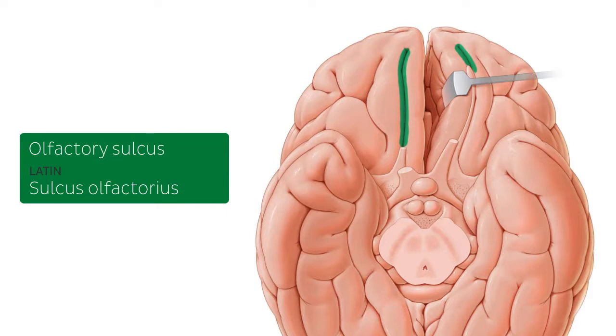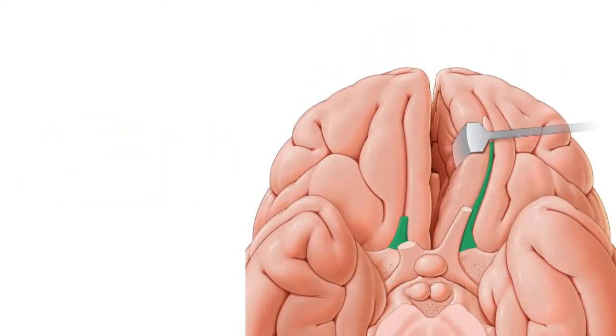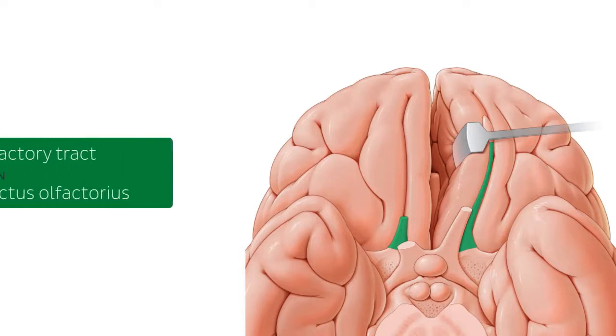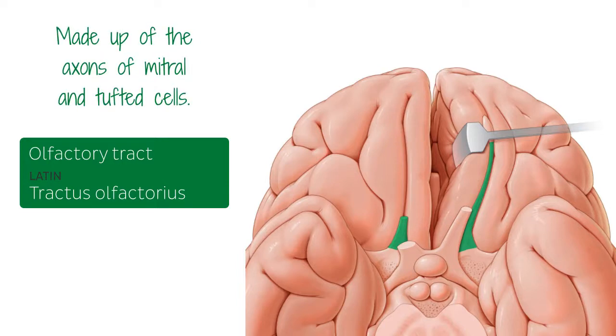The olfactory tract rests within this groove, and you can see here the olfactory tract on the left side, and on the right side of the brain, we cut it here to expose the olfactory sulcus. As we saw on the previous slide, the olfactory tract sits within the groove at the base of the brain known as the olfactory sulcus. And now we're highlighting the olfactory tract. The olfactory tract is made up of axons of mitral and tuft cells from the olfactory bulb.